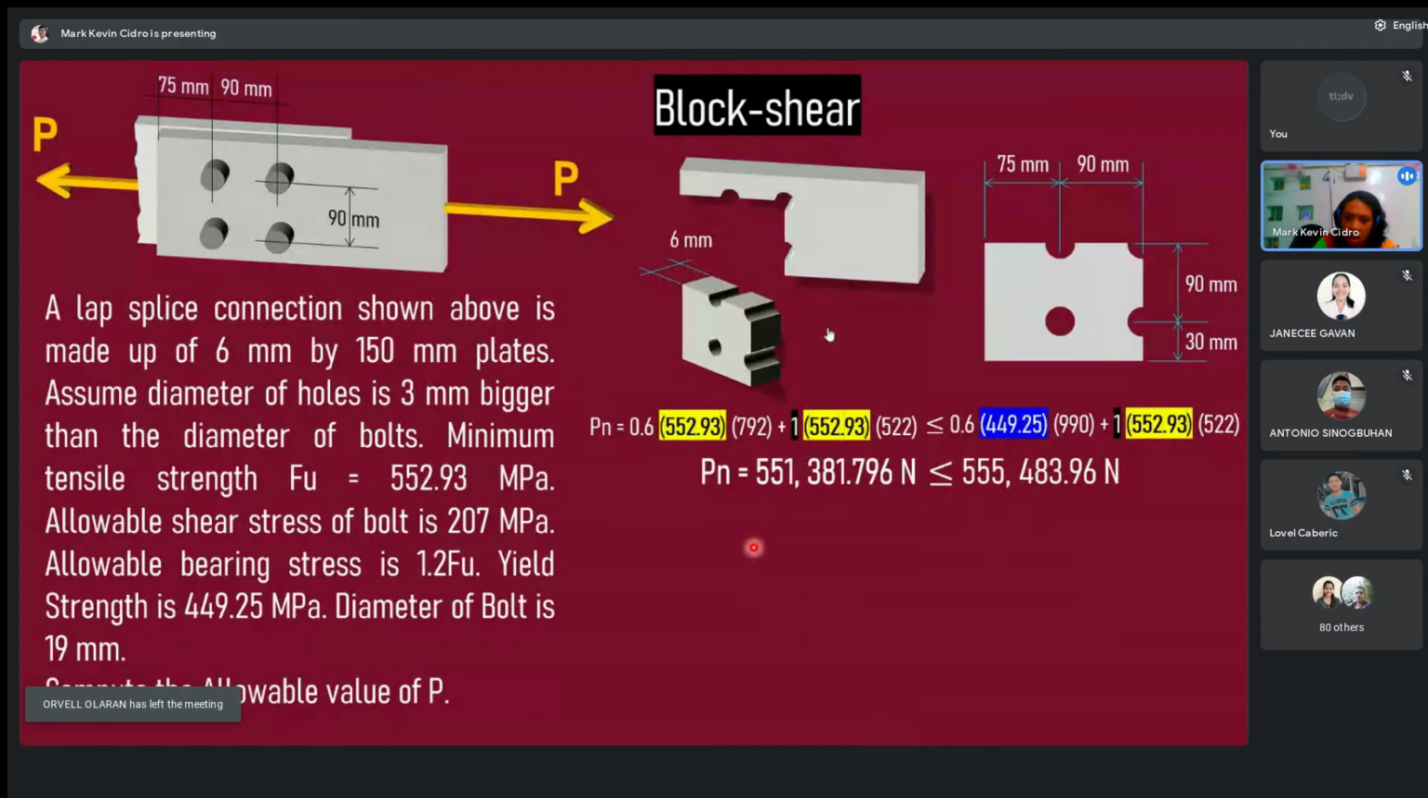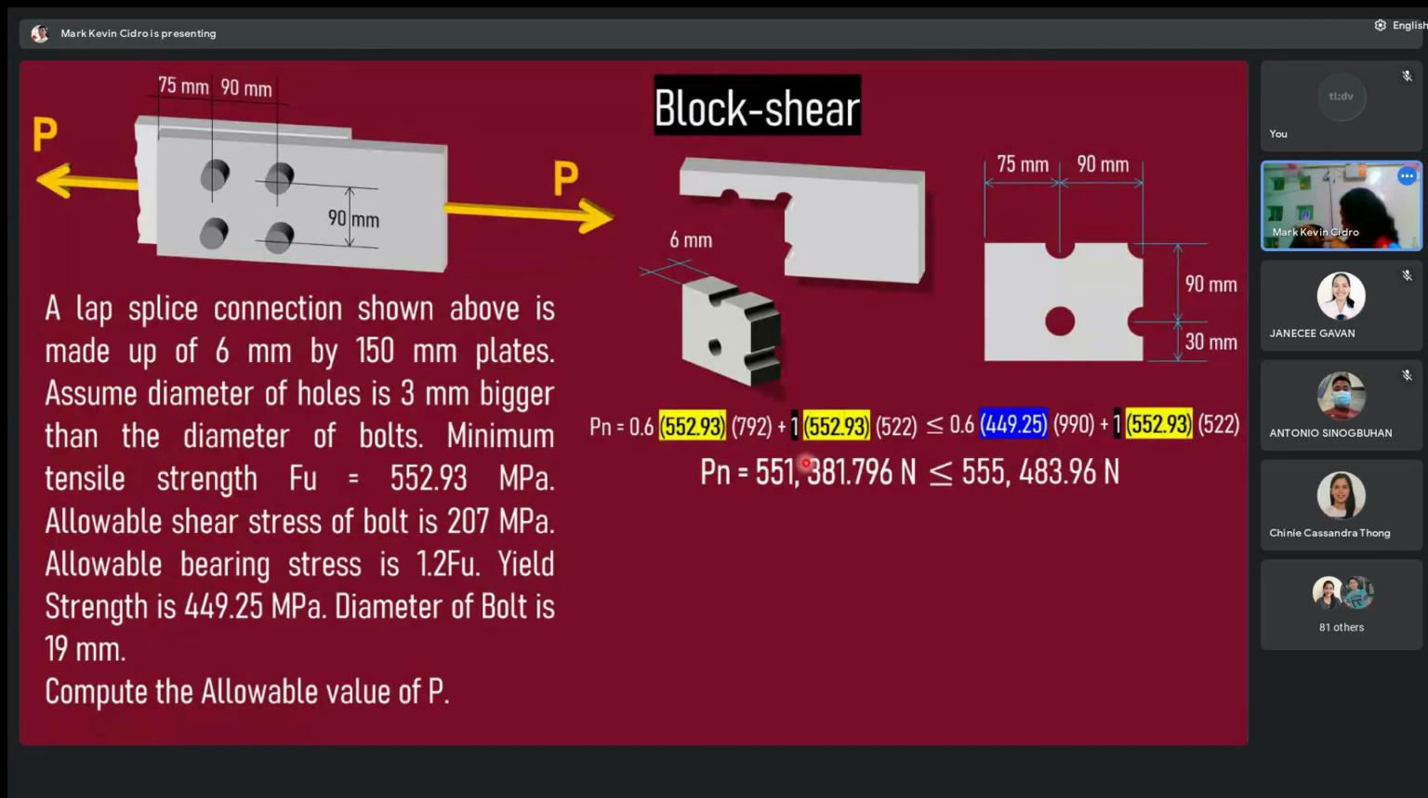Tama na, 0.6 talaga. Can you see this? 0.6 for ANV and AGV. Okay, let's use 0.6. So 0.6 there is 0.5. Okay, so the result is here. This is your PN, but this should be lesser than or equal to this one, 555.